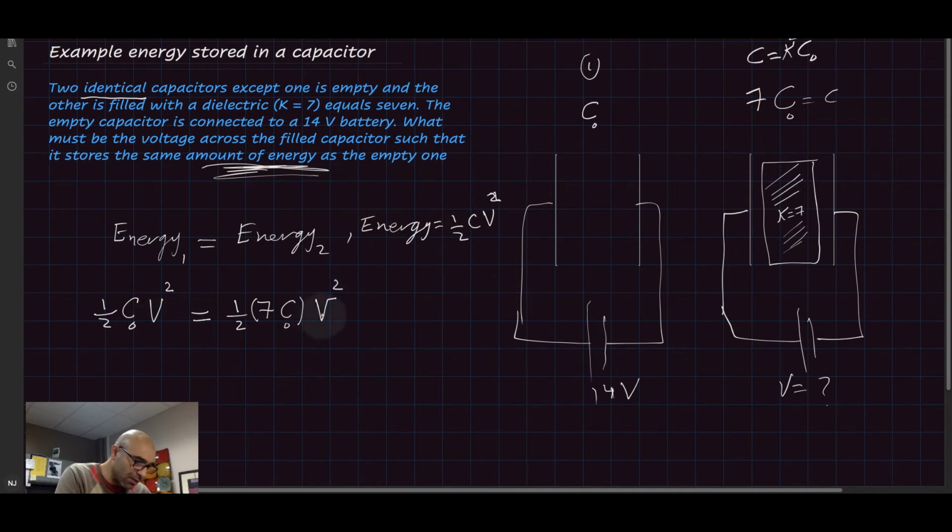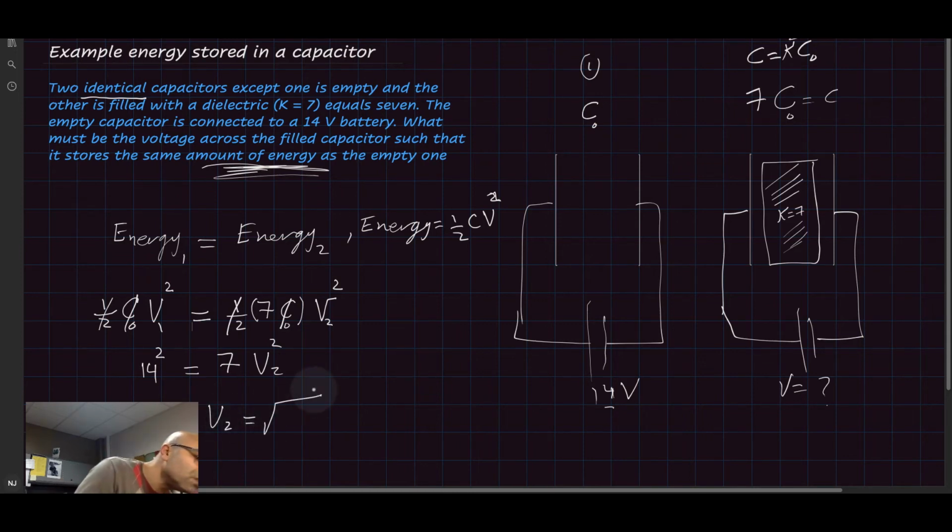Now this voltage, remember, I'm going to call this 2, and this is 1, just to distinguish the two from each other. Now the nice thing about 1/2, they go away. C0 and C0 go away. This one is what? 14 squared, right? Now it's 14 squared is equal to 7 V2 squared. So with some quick calculations, we can find that V2 is equal to the square root of 28 volts. Now let's look at the answer, because the answer is more important than the whole process itself.